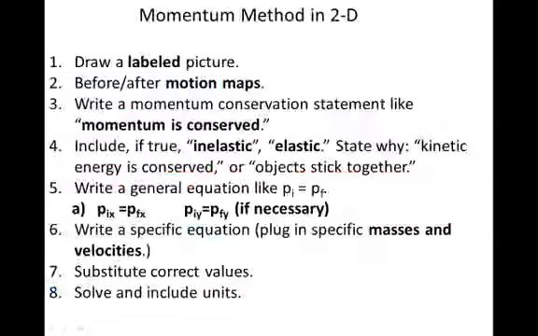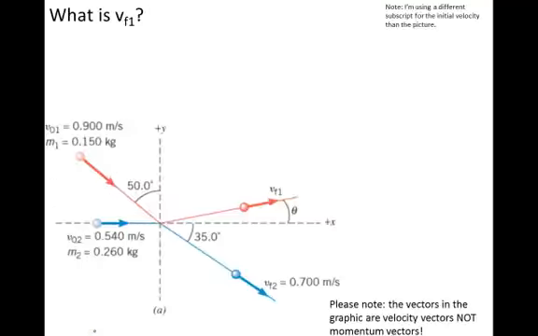Now let's check out the momentum method in 2 dimensions. You'll notice that the only thing that's different is what we've added to step 5. The fact that we need to state that the horizontal momentum is conserved and the vertical momentum is conserved. So let's apply that in an example.